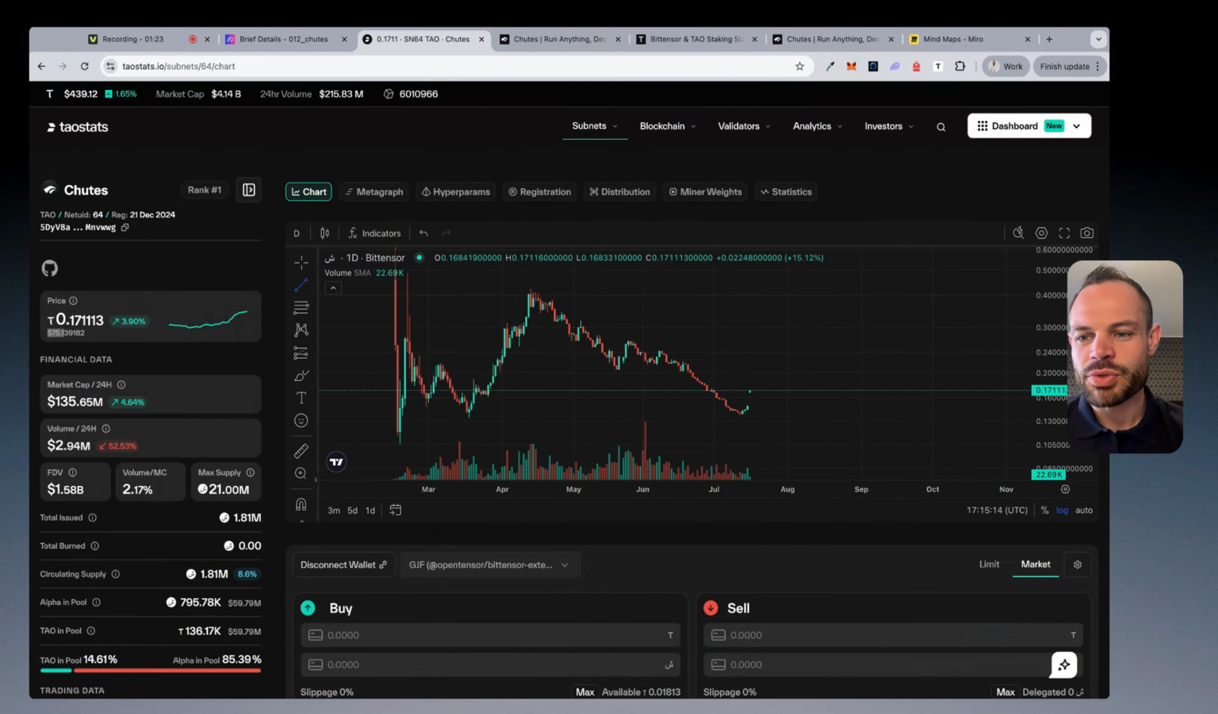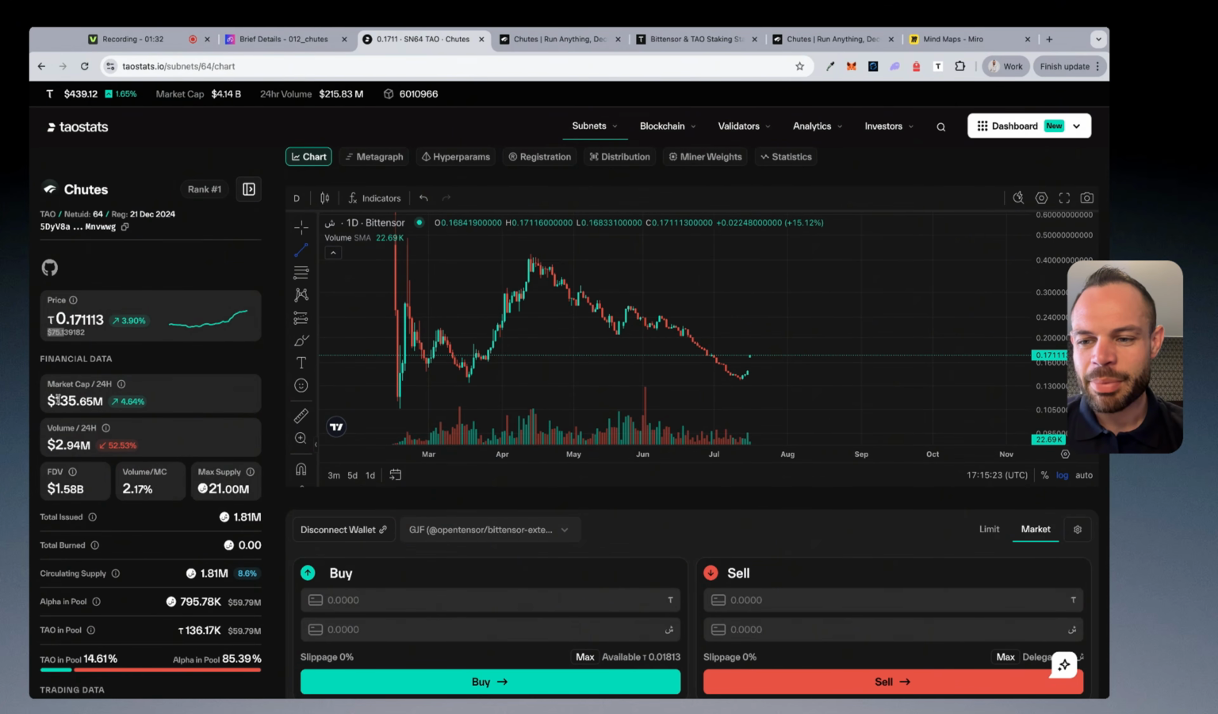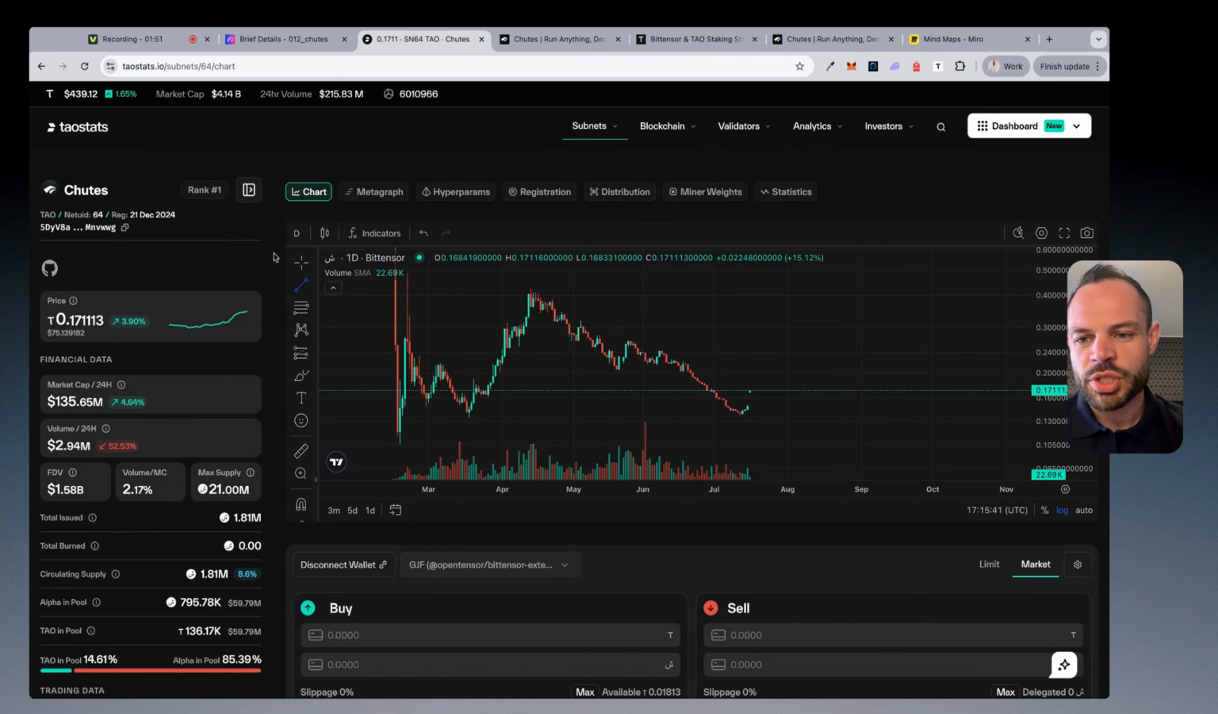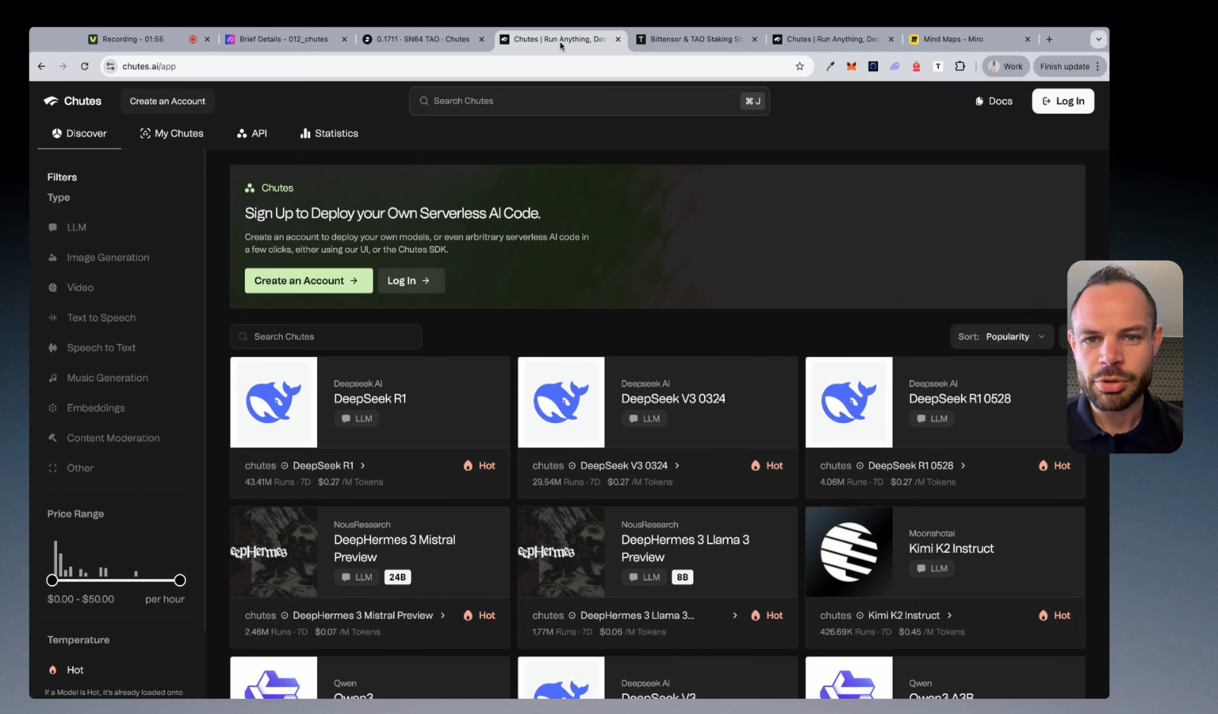We can see Chutes is actually the largest subnet in the Bittensor TAO ecosystem. It's currently garnering the largest amount of the emission shares. We're currently at a market cap of 135 million US dollars. We've got 1.81 million tokens in circulation for the Chutes subnet alpha tokens. I'll be showing you in just a moment how you can be earning incredible staking yield from having exposure and staking this subnet alpha token. But first, I want to explain a little bit more about what Chutes is, Chutes use cases, and some of its advantages compared to its centralized AI counterparts.